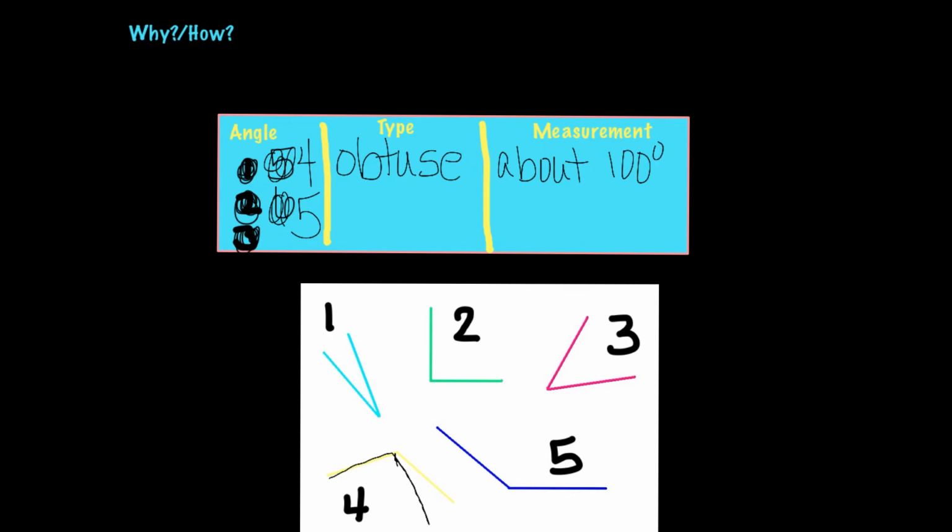So then we'll take a look at number 5. And again, if I drew a line straight up here, this would be where a right angle would be. So that is definitely larger than a right angle. So once again, I think that is obtuse. And I think it's bigger than number 4. So I am going to say about 120 degrees. So basically what you're doing is you're looking at the type of angle and you're making an estimate for the measurement with this particular lesson.